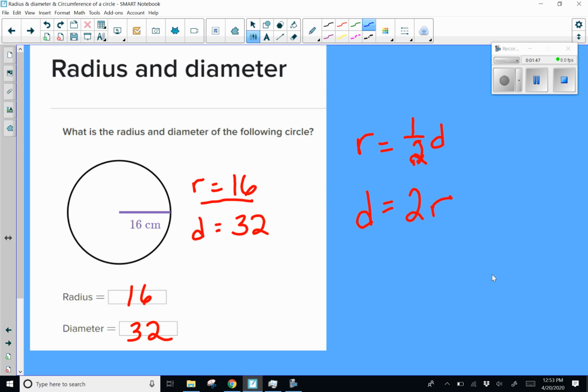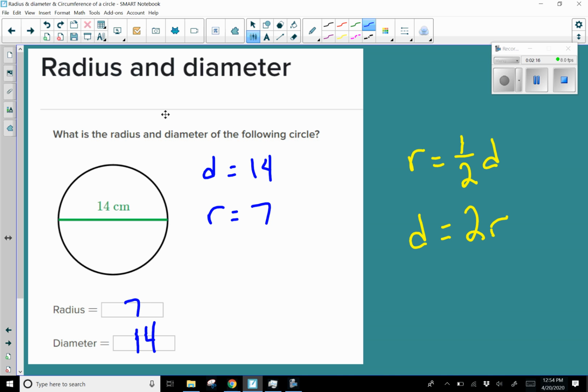So basically, your radius is always going to be 1/2 of your diameter, and your diameter is always going to be twice your radius. So looking at the circle given, notice that it goes from the center to the outside edge, which means they are giving you the radius. So if your radius is 16 centimeters, in order to find my diameter, all I need to do is just multiply by 2. And 16 times 2 is 32, which means your diameter would be 32 centimeters.